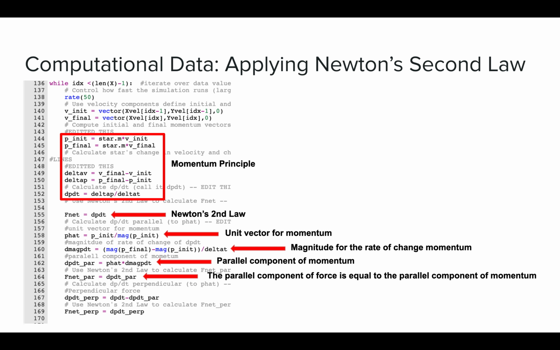From here we can subtract our dp over dt parallel from our dp over dt to find the perpendicular component, since the total change in momentum is equal to the sum of the parallel and perpendicular components. And finally, we set F net perpendicular equal to dp over dt perpendicular, as they are all equal.